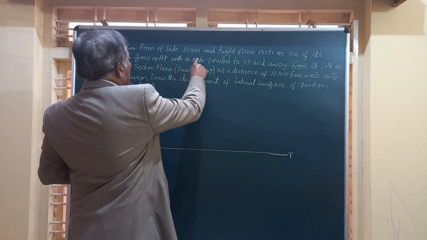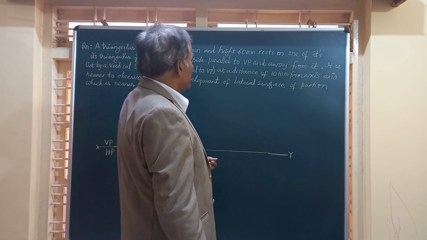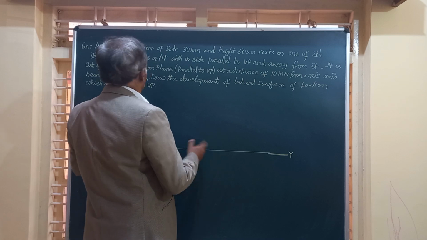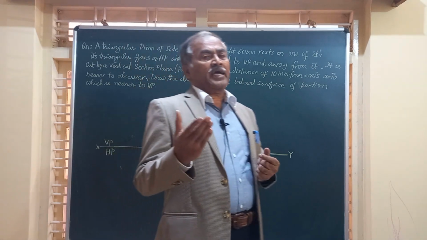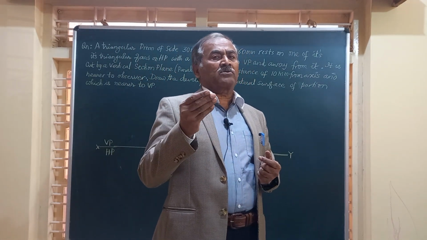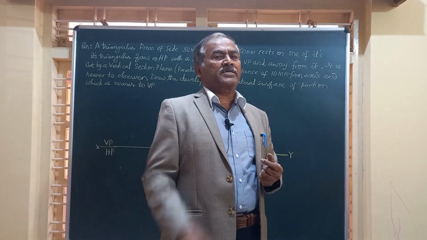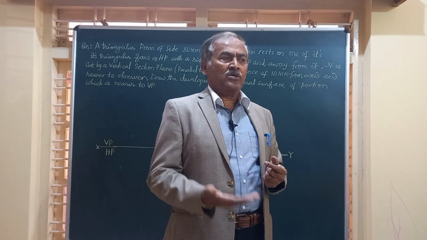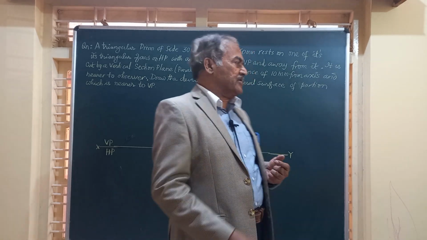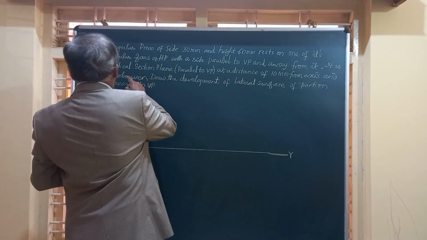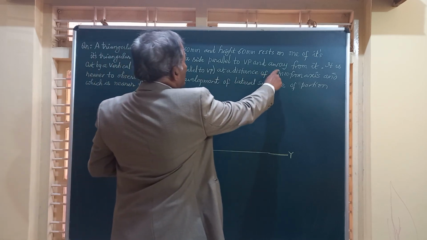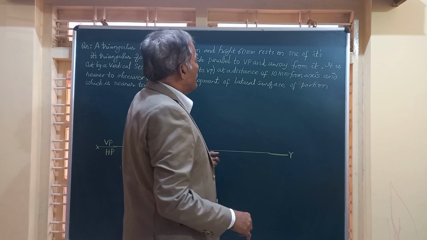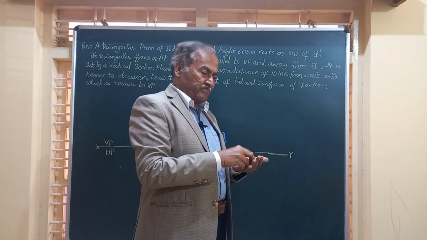A triangular prism of side 30 mm and height 60 mm rests on one of its triangular faces on HP. The triangular prism will have two triangular faces, one at the bottom, one at the top. It is resting on one of its triangular faces on HP. Obviously, the axis is perpendicular to HP, such that one of the sides of that face is parallel to VP and away from it.